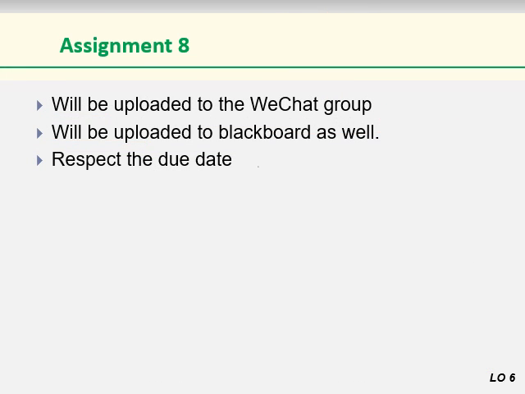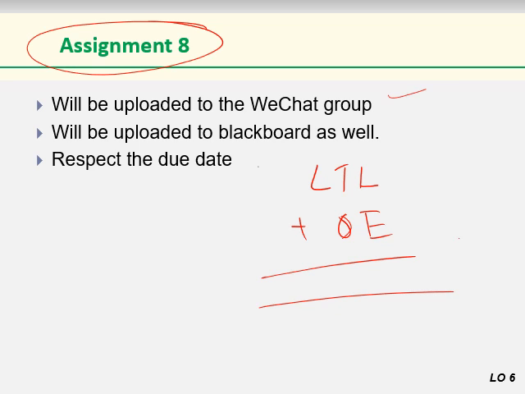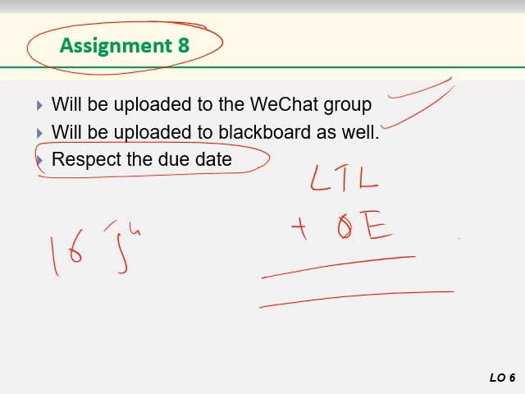We have successfully completed the treatment of long-term liabilities plus the treatment of owner's equity, right? So we have already completed our whole accounting syllabus. I will be uploading assignment 8 on our WeChat group and our Blackboard discussion forum as well. Please respect the due dates and remember our final is on 16th of July.